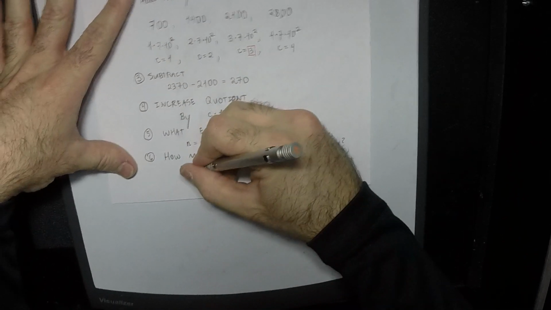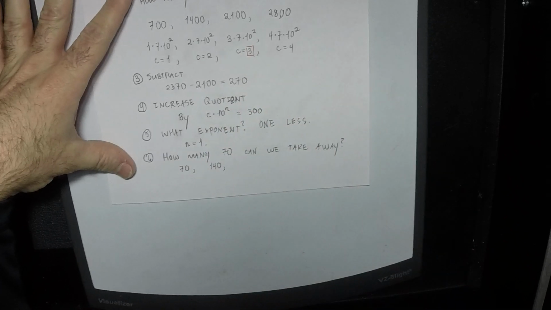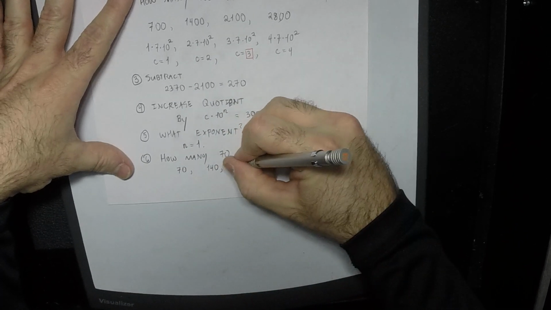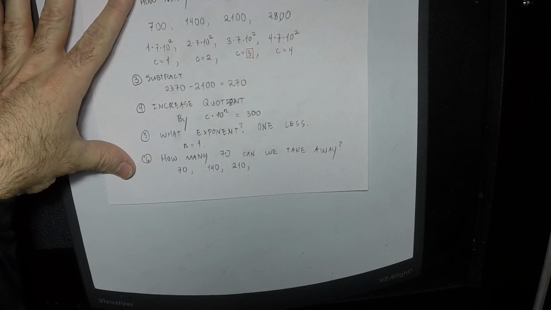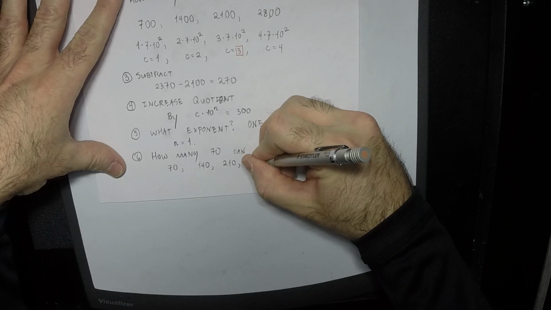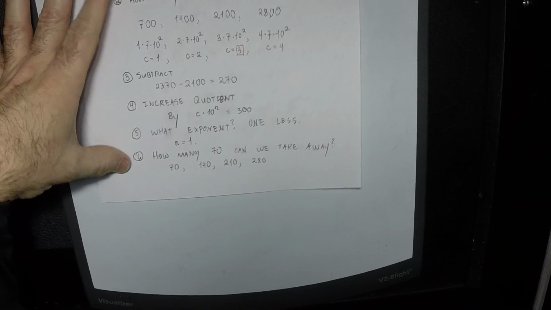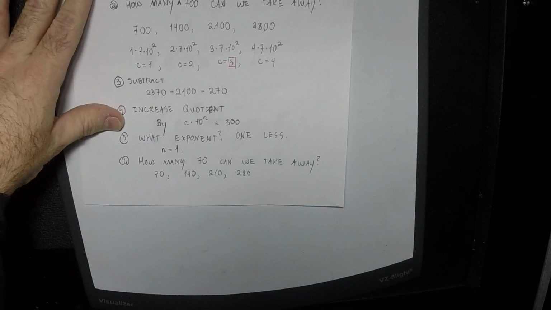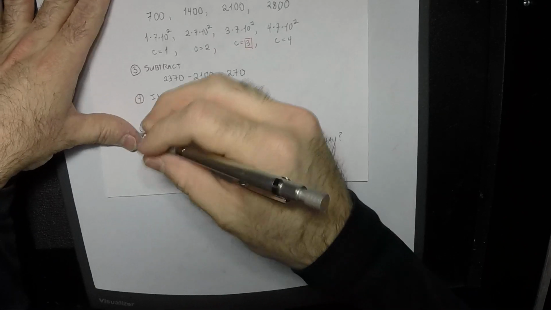Yeah. Could we take away 140 M&Ms? Yes. Could we take away 210 M&Ms? Yes. Could we take away 280 M&Ms? No. So the answer to that sequence of questions is that C is what? 3.